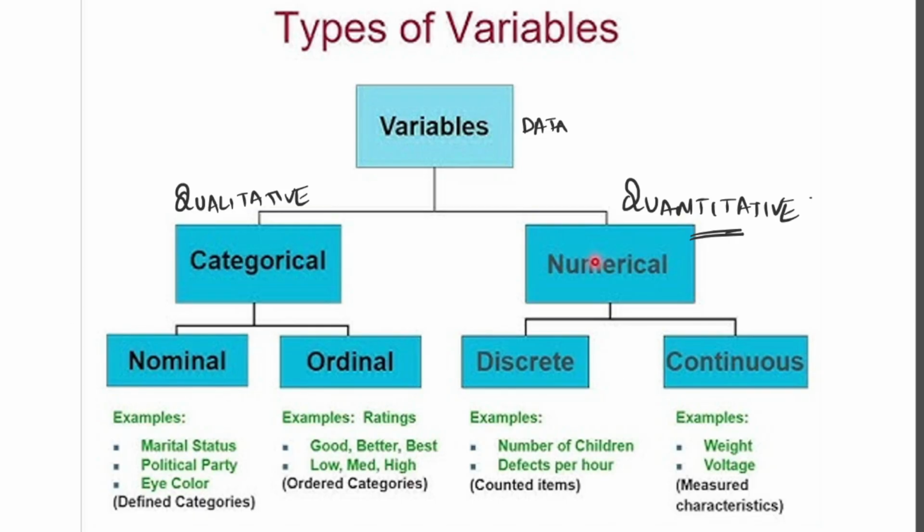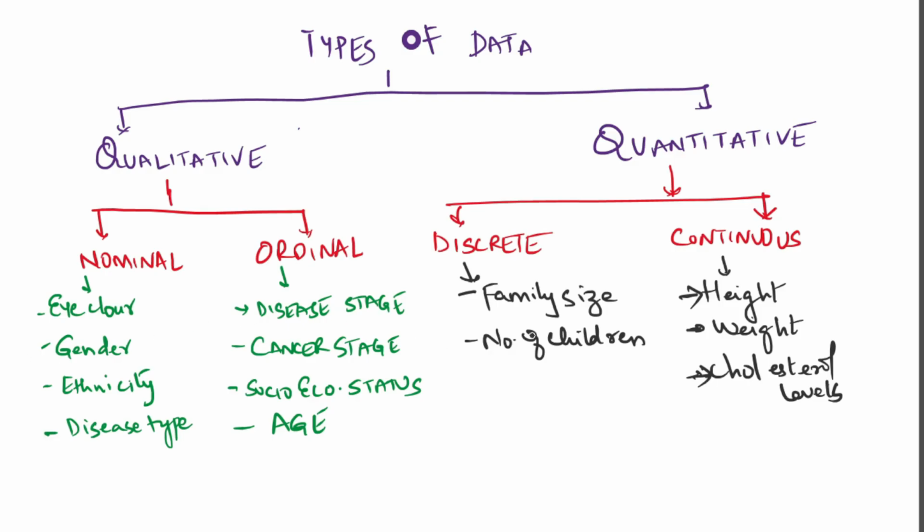See this chart now. These were the questions which were asked. Eye color was a question previously, gender was a question, ethnicity was a question, disease type was a question. All these were asked under the nominal variables. Then ordinal, they asked what is the stage of a disease, like hypertension. Just now we have spoken about the hypertension question. Then you have the cancer staging, socioeconomic status, and the age group of the person. All these are the ordinal type.